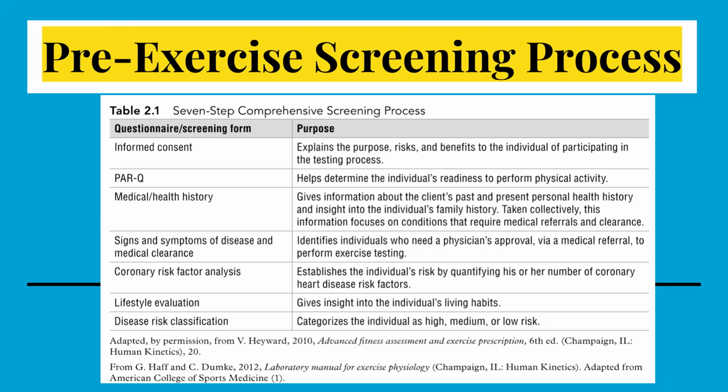This is a little bit outdated. It's from 2012, and I will show you the most recent pre-exercise screening process from the ACSM 11th edition guidelines. But I did want to keep this and show all of you these so that you keep in mind that these are all different steps that you can take in order to do an overall well-rounded pre-exercise screening. We're going to go over the informed consent, the Par-Q, the medical health history, and signs and symptoms of cardiovascular, renal, metabolic disease.